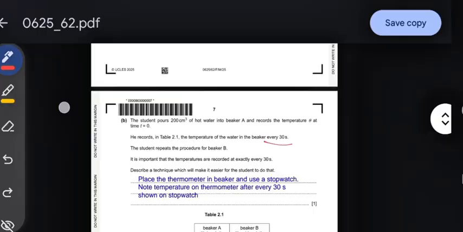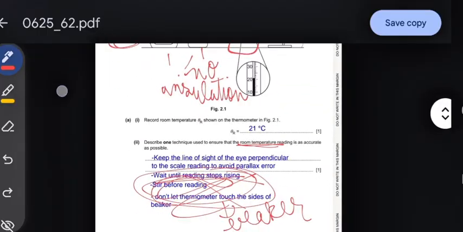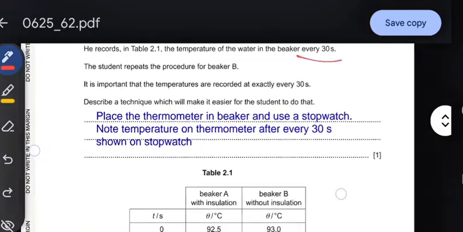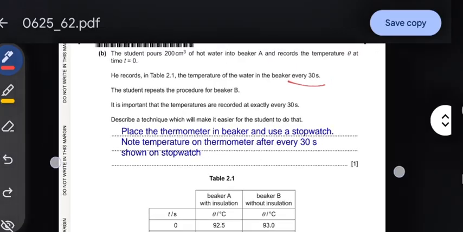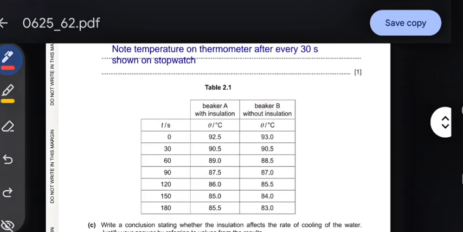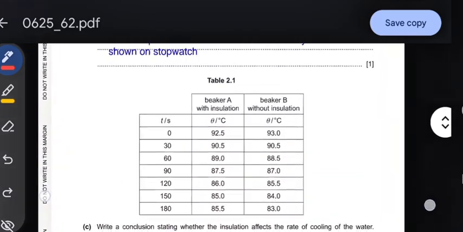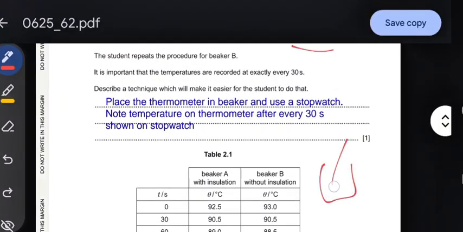They haven't mentioned that they have placed the thermometer in the beaker. Here we can only assume that it is placed here. So what you can write here is: place the thermometer in the beaker and use a stopwatch. Now note the temperature on the thermometer after every 30 seconds shown on the stopwatch. Whenever it's 30 seconds, you note the temperature, and again after 30 seconds. This way you won't have to remove the thermometer from the beaker and add it back after 30 seconds, which can become very difficult and tricky.